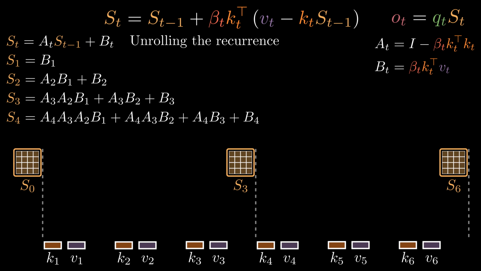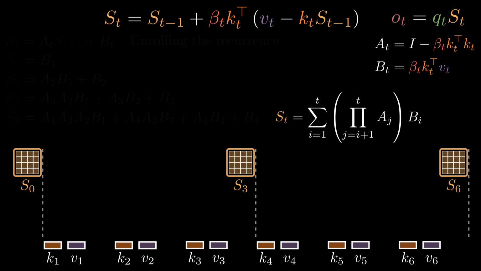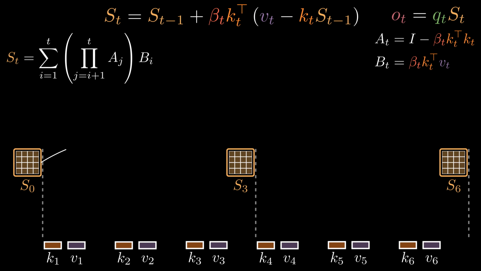The state matrix S_t is the sum of the matrices B1, B2 to B_t, each multiplied by the corresponding matrices. As a result, we can express the state matrix S_t as the sum of the matrices B_i with the multiplication of A_t, A_{t-1} to A_{i+1}. We can further simplify the expression into a more compact and more scary form. This is nice. But what we really care about is establishing the chunk-level recurrence relation.